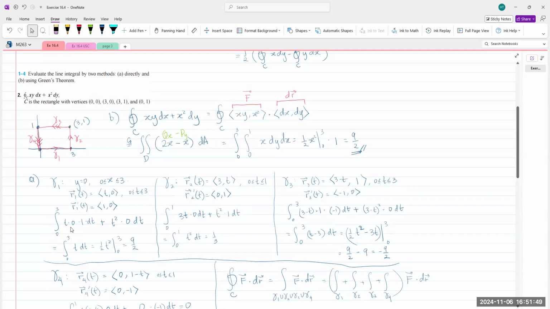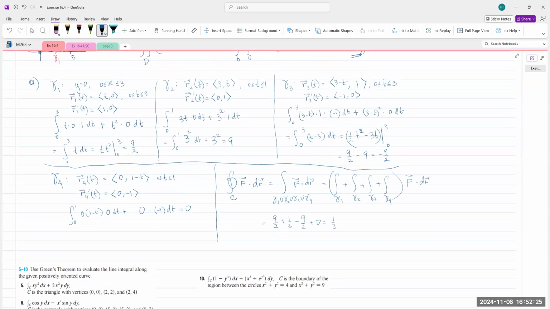So this is x, y, x squared. Oh, this one should be x squared. So this should be 3 here. If that's 3, then 3 squared is 9. So that's not 1/3, but 9.